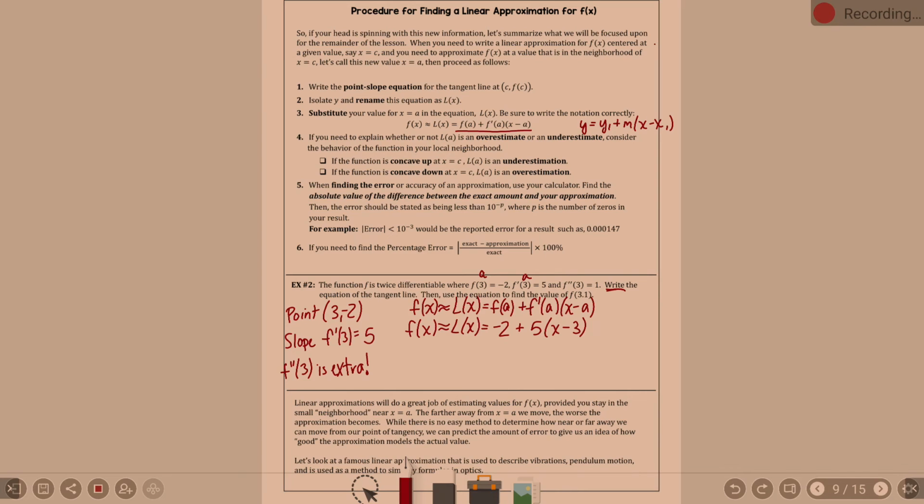Write the equation of the tangent line. Then, what else did it ask me to do? Find f of 3.1. Do not go straight for the calculators. I want you to process through with me that you don't have to grab a calculator on a lot of these. I know you guys don't like me saying that, but okay, so we're going to find f of 3.1, which means we're finding L of 3.1. Fill it in. Negative 2 plus 5 times 3.1 minus 3.